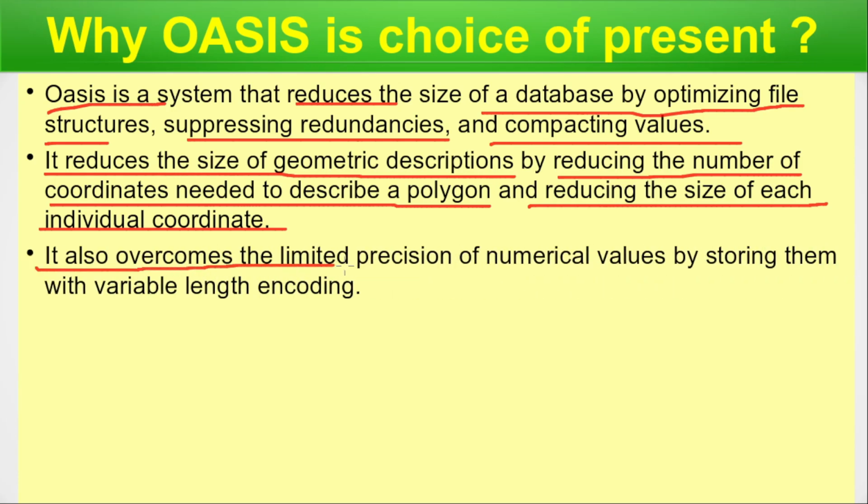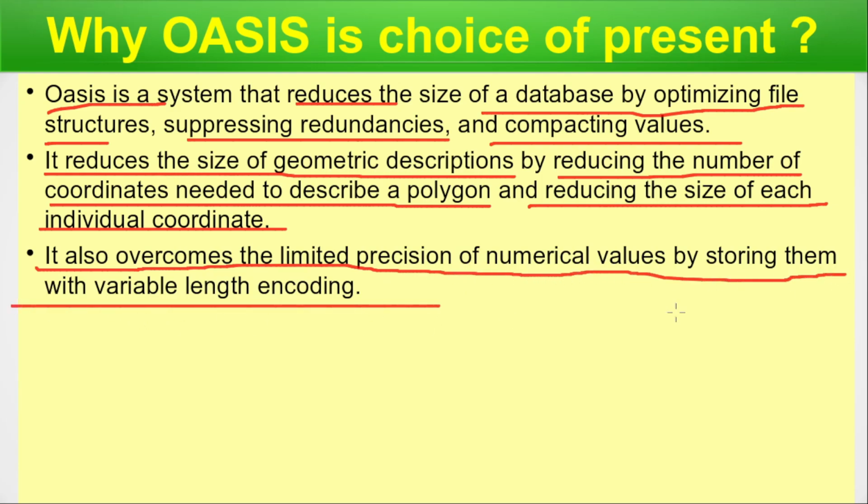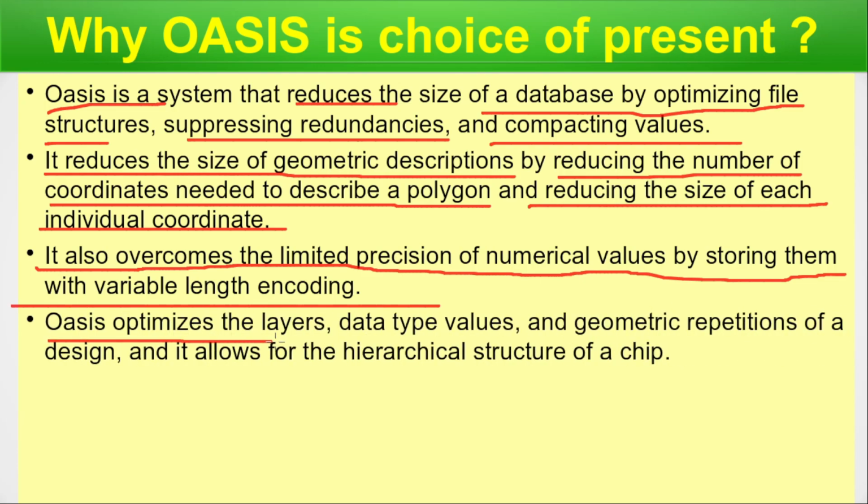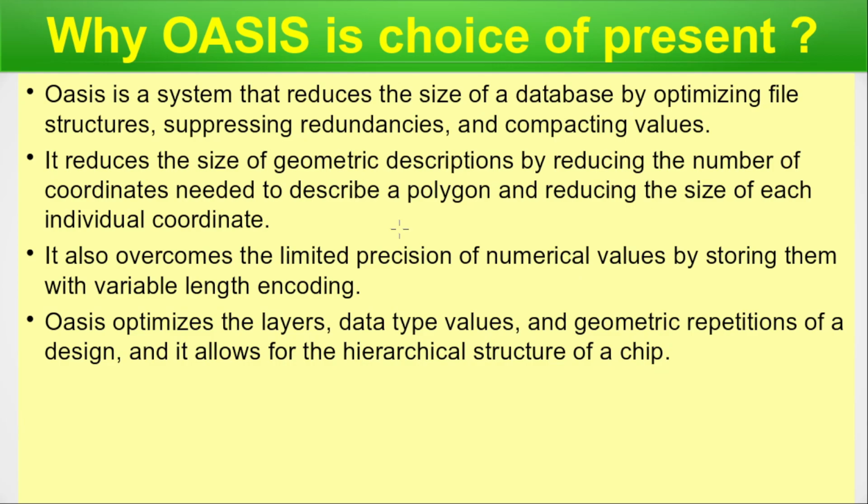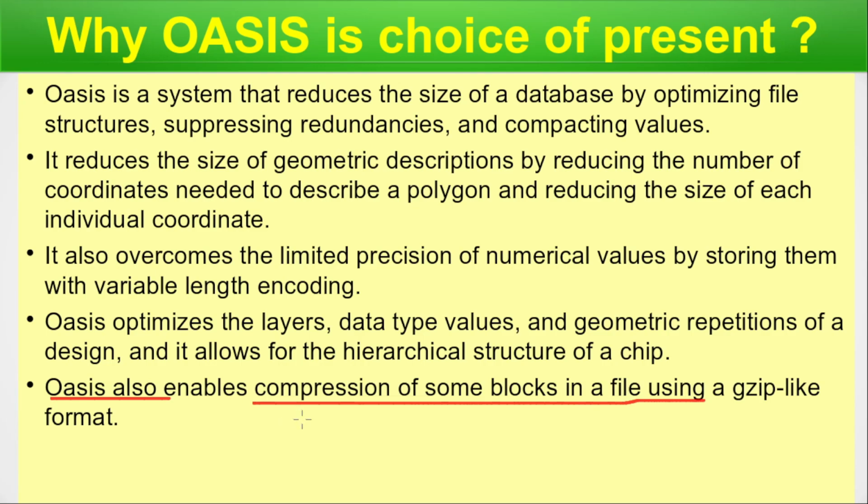It also overcomes the limited precision of numerical values by storing them with variable-length encoding. OASIS optimizes the layers, data type values, and geometric repetitions of the design, and it allows for the hierarchical structure of a chip. So all these points are preferred by the layout designer today. Whether that layout designer is designing a multi-million gate SoC or an AMS chip, whatever that person is doing, OASIS also enables compression of some blocks in a file using a gzip-like format.